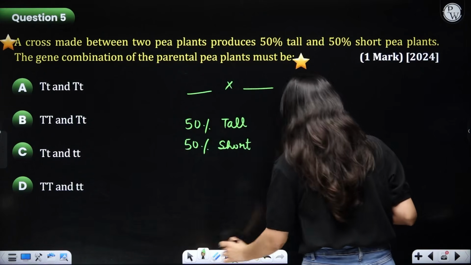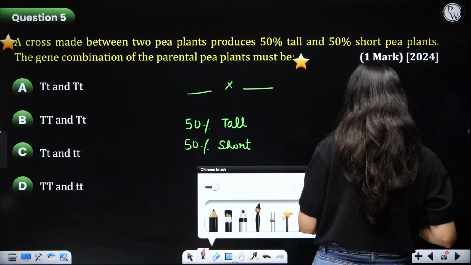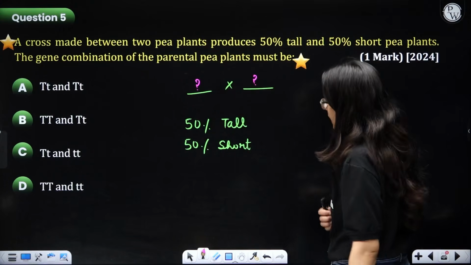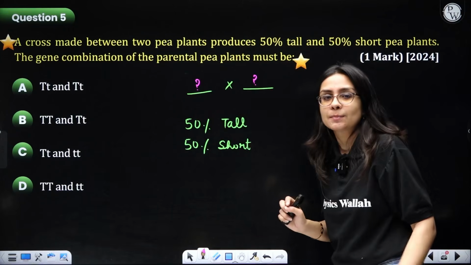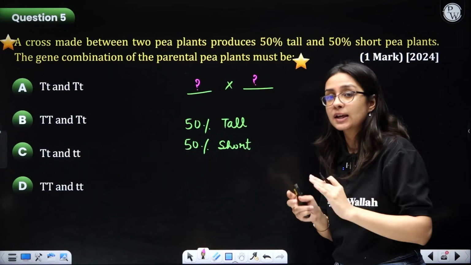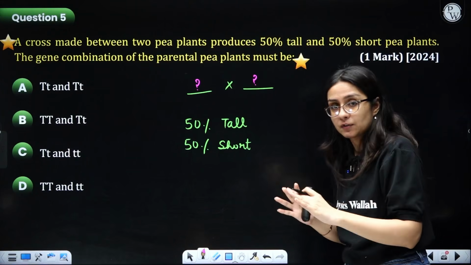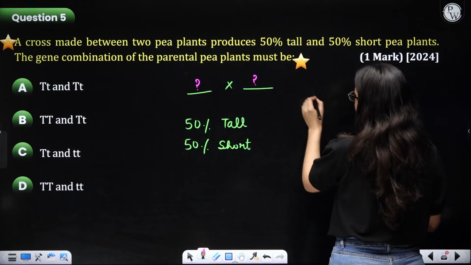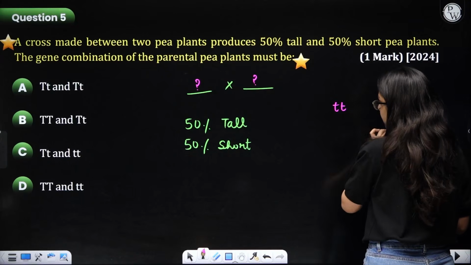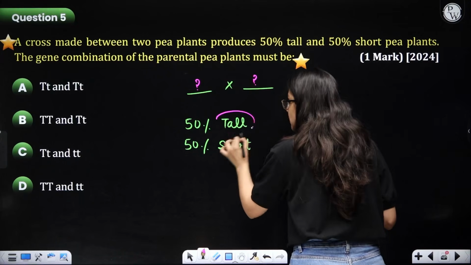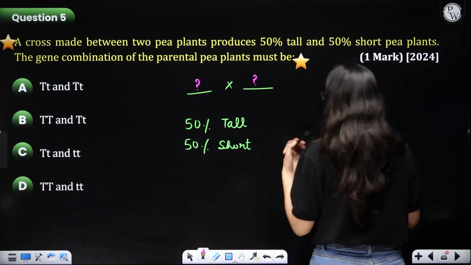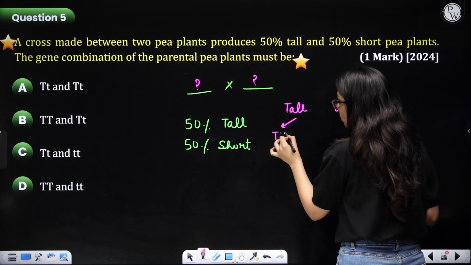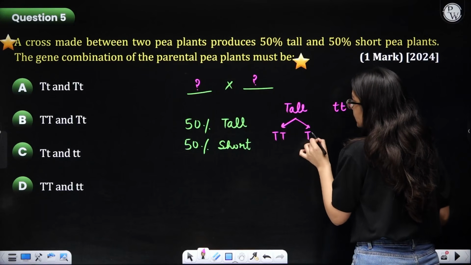Now for this case, we have to find out the parental pea plant combination. What was the parental combination of the genotypes? But if you see 50% are tall, 50% are short, that means that one of the parents definitely will be homozygous recessive. So definitely I can choose that one parent will be homozygous recessive. Now the other parent has to be tall so that the tallness could come. So I have to think, if the other parent is tall, beta, tall could be because of two reasons: homozygous dominant tall or heterozygous tall.